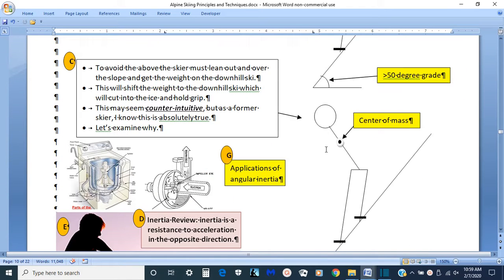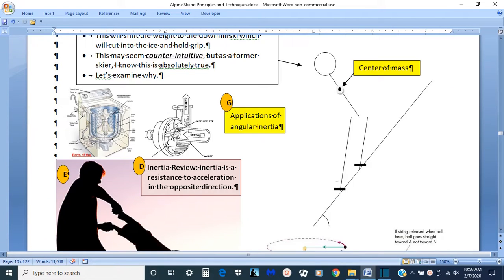So this is what you have to do. You've got to lean over. Now, you see the center mass here, right? This will shift the weight to the downhill ski, which will cut into the ice and hold grip. So what will happen is, like this, you may skid down, but you're going to stay up. You're not going to slide out.